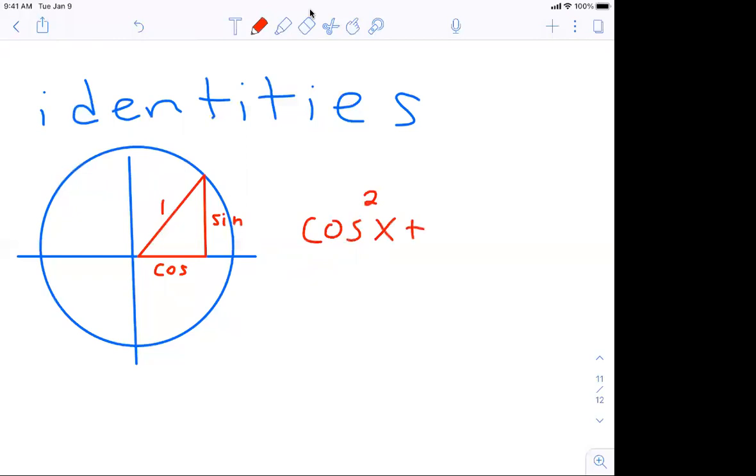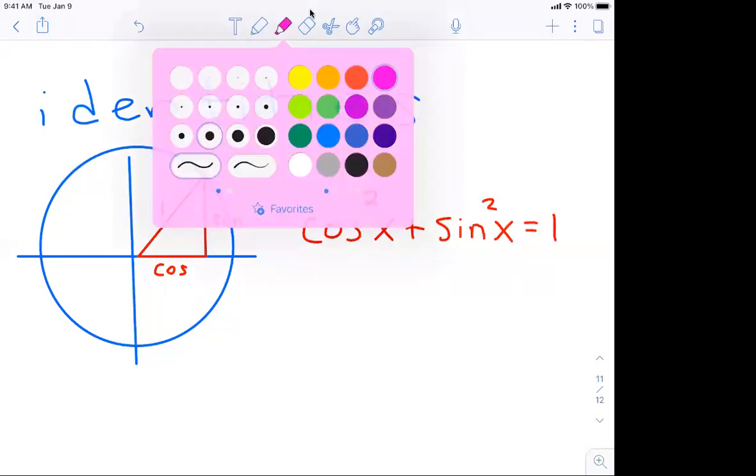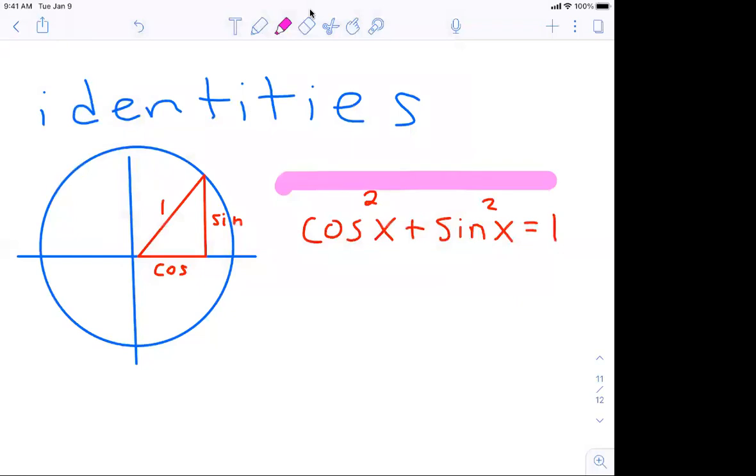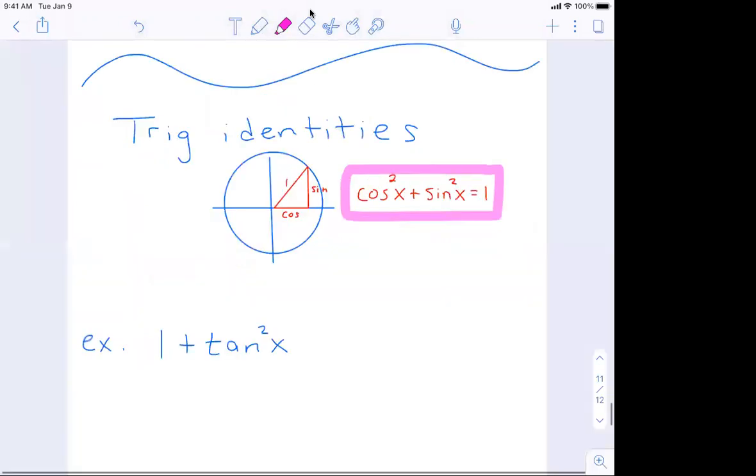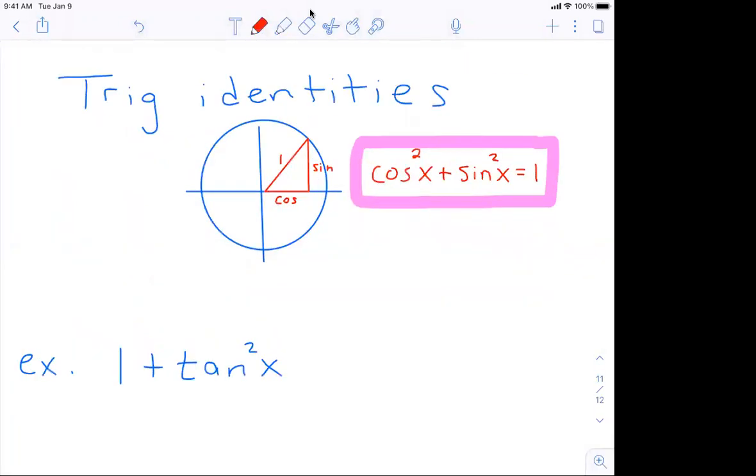So the cosine of x squared plus the sine of x squared is equal to 1. This, my friends, is the greatest trig identity of them all that you will use over and over and over again. That fact that the cosine squared plus the sine squared is equal to 1. And that comes from the Pythagorean theorem, right, in the unit circle.